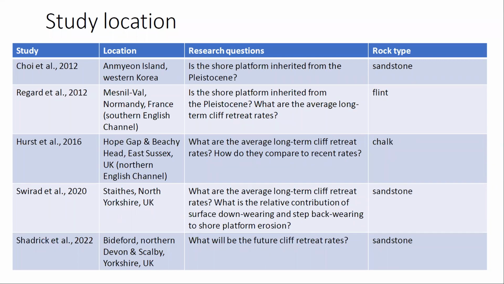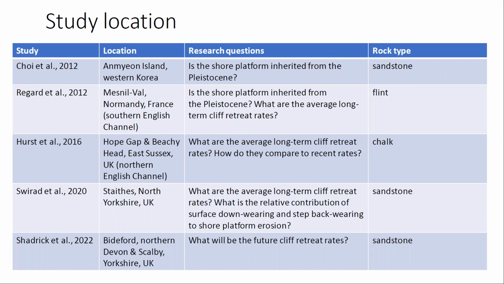Let's get to the main focus of my talk, field sampling strategies. The first thing to consider is the study location. This will depend on the research questions we want to ask and on rock suitability. Here I put together the 5 existing cosmogenic studies conducted on active shore platforms. They focused on the rock coasts of Korea, France, and the UK. Rocks were sandstones, flints, and chalk.